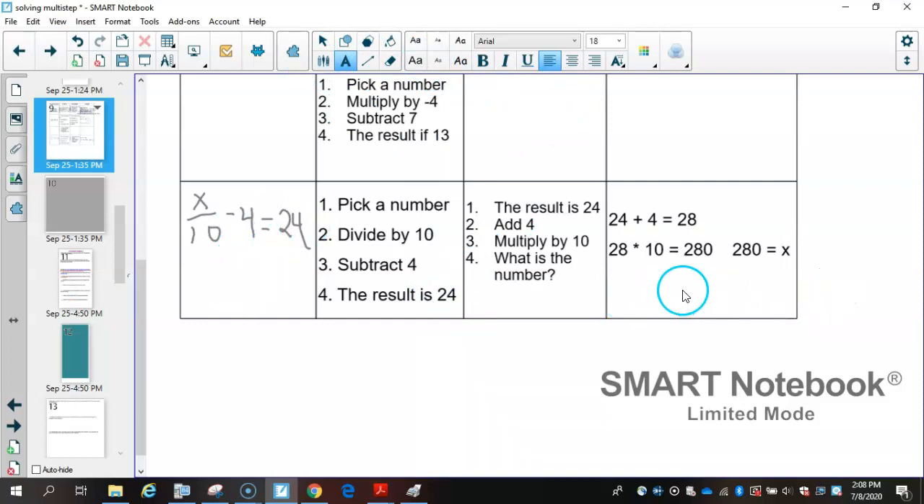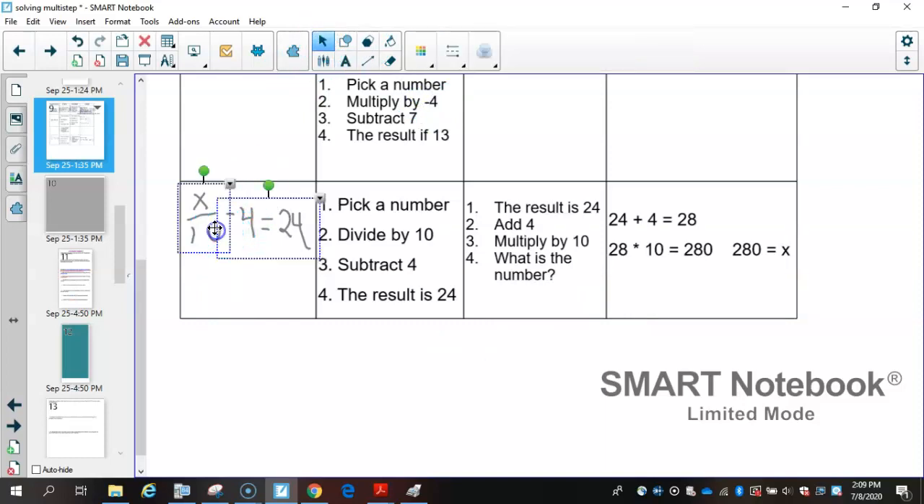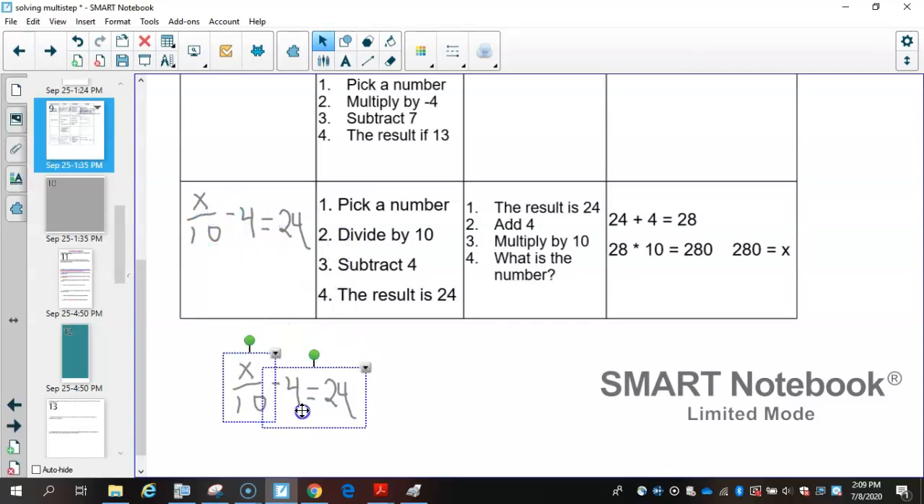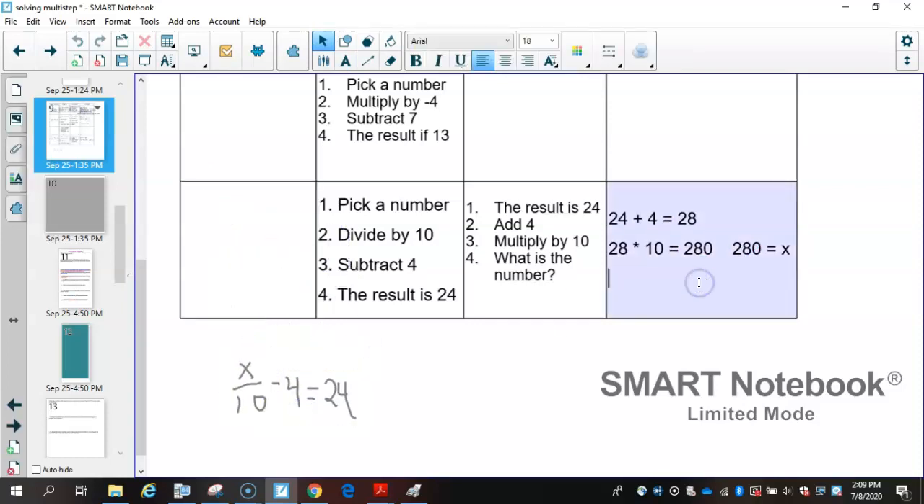So this is going to disappear when I click in the box, but it's x over 10 minus 4 equals 24. I don't know if I can copy that so we can see it. Let's try. Oh, yep, that worked. Alright, so then we're going to take our number that we just found, 280, and divide by 10. That should give us 28. From there, we are going to subtract 4, and that should give us 24, which is the resulting number that we needed.